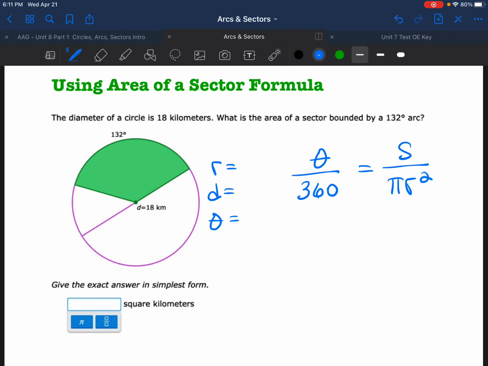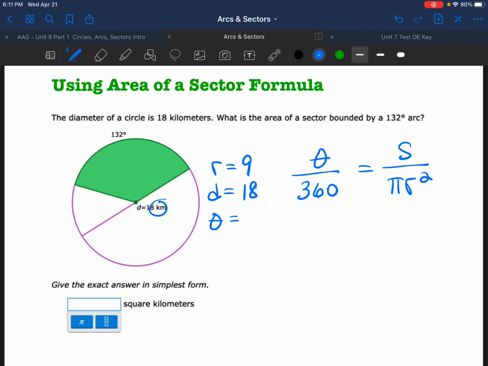Hello geometry students. In this video we're going to try to use the area of a sector formula. Right off the bat they give us a few things. They tell us that the diameter of the circle is 18. I usually like to make a little checklist, so I'll start with that. My diameter is 18, so my radius is 9, right?